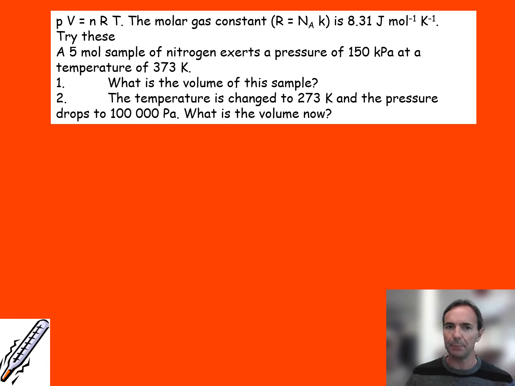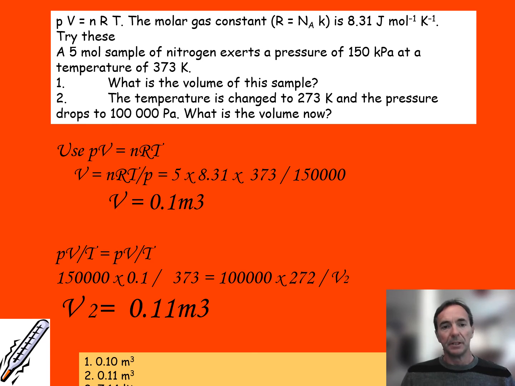Now this is a classic example of using PV over T equals PV over T. Why can we do that? Because n and R are the same. And we'll be asked to work out what the mystery volume is. So get your calculator out, go away, and put those numbers in. You know the pressure, you know the temperature, and you're just working out the volume for the second part. Of course, you know all three for the first situation, so put all three on the left-hand side and the others on the other side, and you will be able to calculate a new volume. Answers coming.